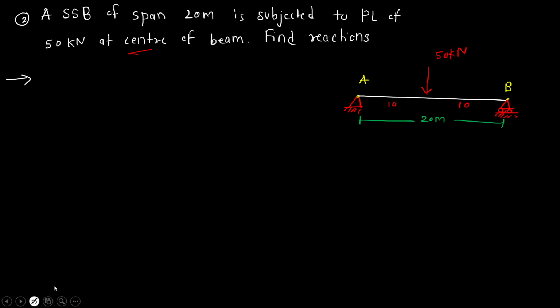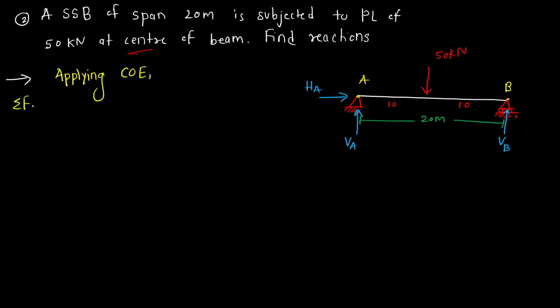How many reactions are present at point A? Two reactions, vertical and horizontal. At point B, only vertical. So we have to find out these three reactions. So we'll apply our superpower, that is applying conditions of equilibrium. Sigma Fx is equal to 0. So in x direction only HA is there. So HA is equal to 0.